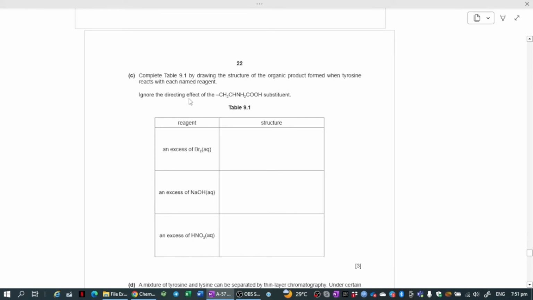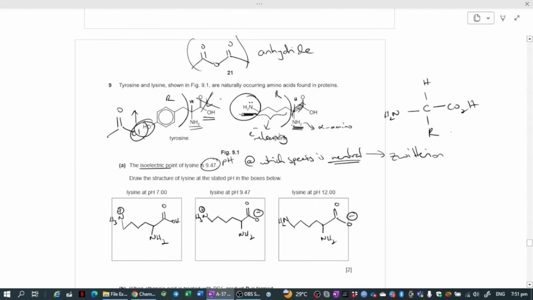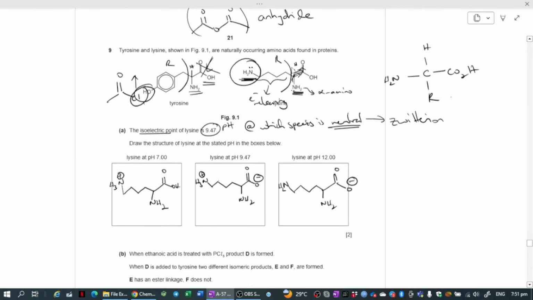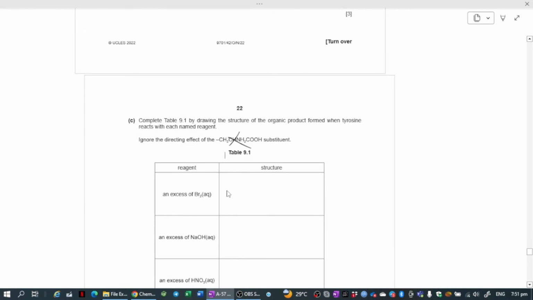with each named reagent. Ignore the directing effect of this substituent. So let me just draw back in here what will happen with tyrosine when we react with an excess of Br2. So the structure of tyrosine is this, right? We have OH and we have NH2, COOH. What we should know is that this is essentially a phenol functional group. Phenols react with bromine, and bromination occurs at the 2, 4, 6 positions. So bromine will occur at the 2 and 6 positions here, or the ortho positions, right?